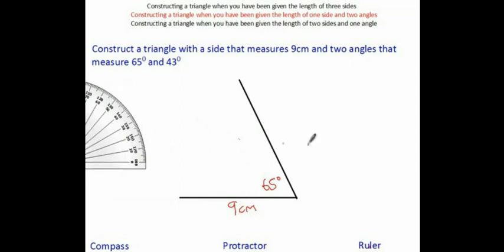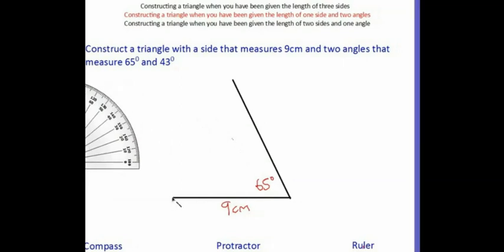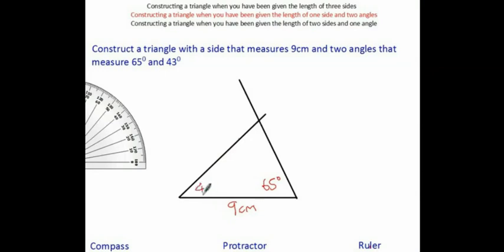Move the protractor away. And then again join that up with a ruler and a pencil. And then as before, make sure you just label that 43 degrees. And then that's your second triangle done.